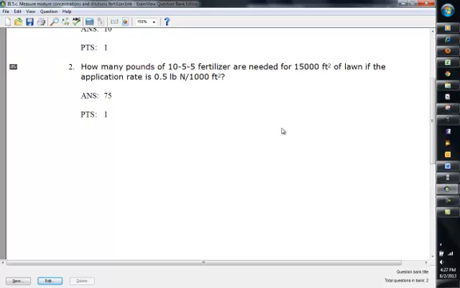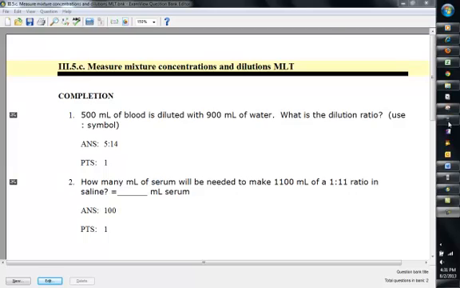This is 3.5.C. We're going to measure mixture concentrations and dilutions for medical lab technicians. So you've got 500 milliliters of blood diluted with 900 milliliters of water. What is the dilution ratio?